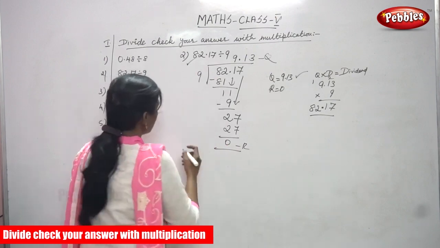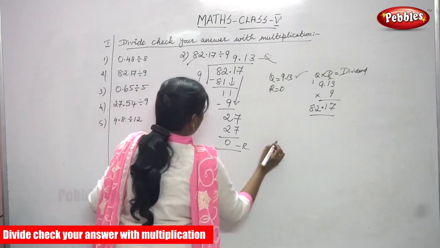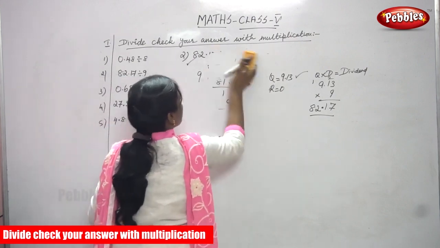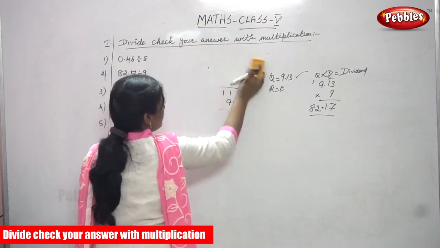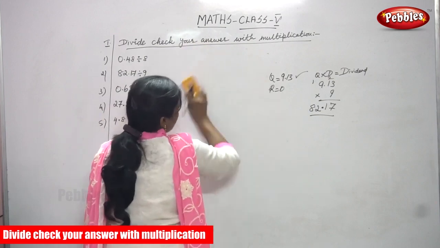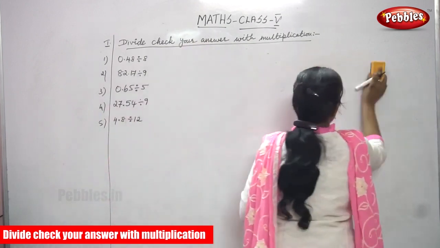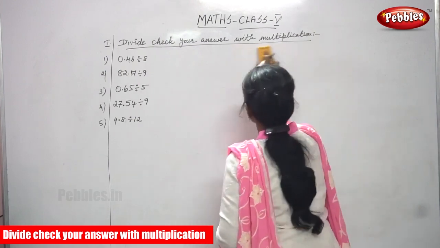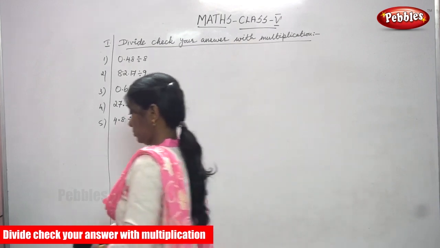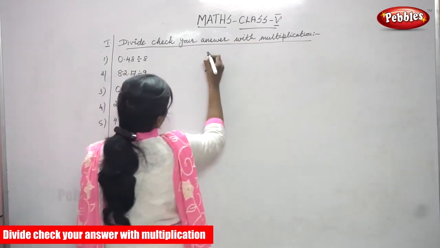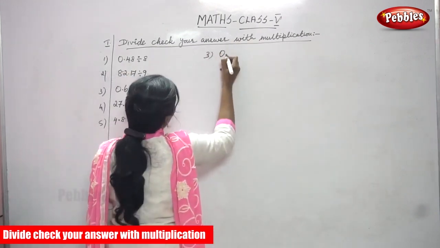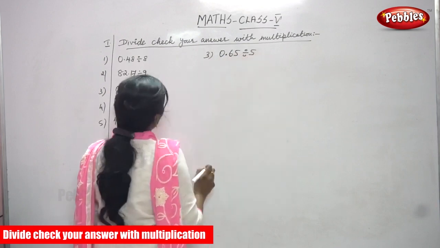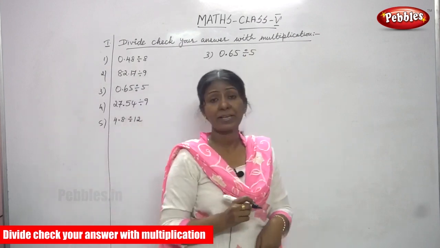Now the next sum, that is the third sum. I'll just drop the sum, after that I'll do this. It is the third one, 0.65 divided by 5. So now the decimal number is divided by the whole number.